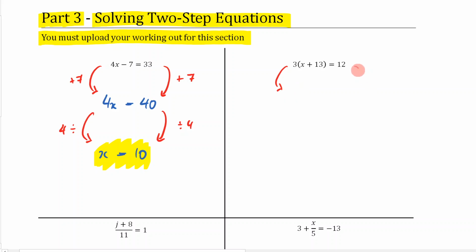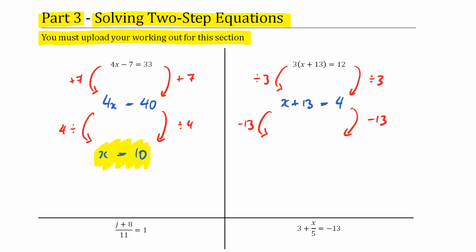For this next one, what I'm going to do first is divide by 3. And that means I'm going to get x plus 13 is equal to 12 divided by 3. That's 4. Then we keep on going. I'm going to minus 13 next, which is going to be x is equal to 4 minus 13. That's -9, people.